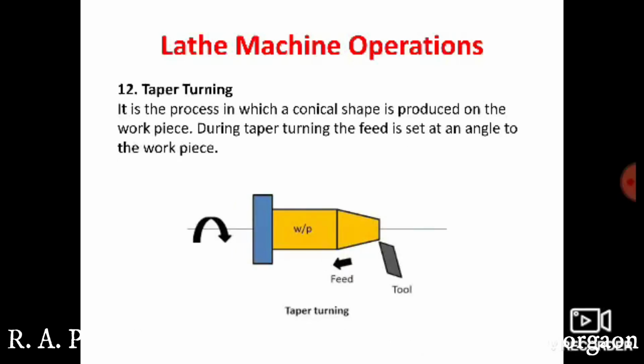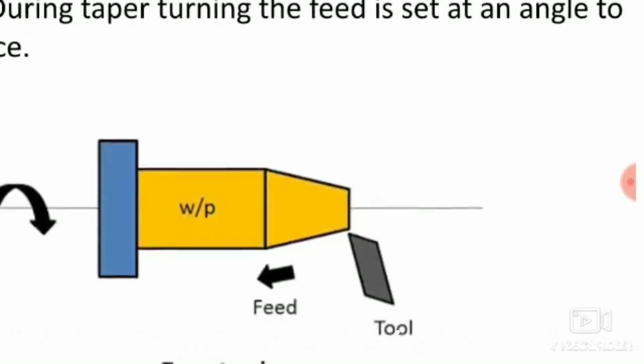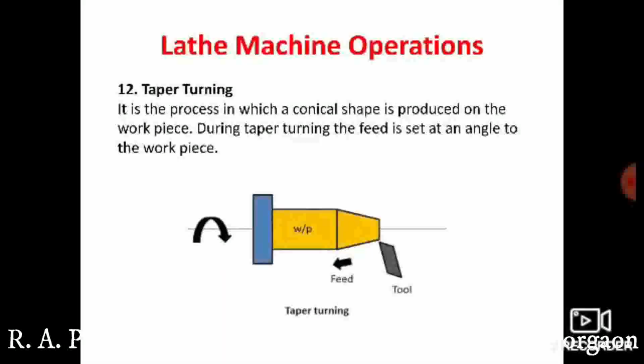The next operation, that is taper turning. So it is a process in which a conical shape is produced on the workpiece. During taper turning, the feed is set at an angle to the workpiece. Okay, so here you can see this tool has been given a particular angle, and you have to keep traveling at that angle. So the tool is moving simultaneously parallel to the axis as well as perpendicular to it. It is moving along two axes simultaneously. That is known as taper turning operation.